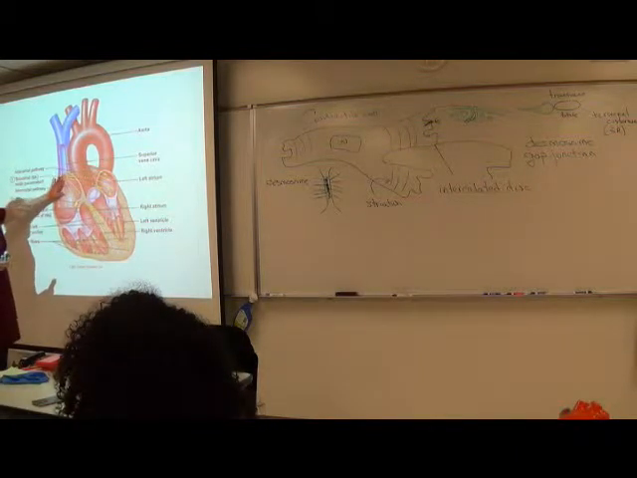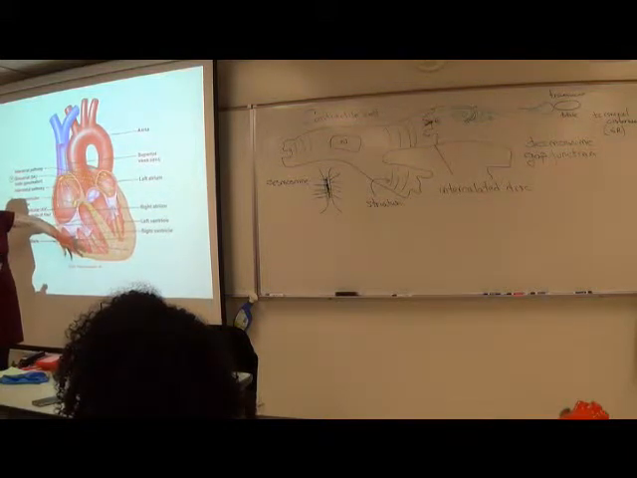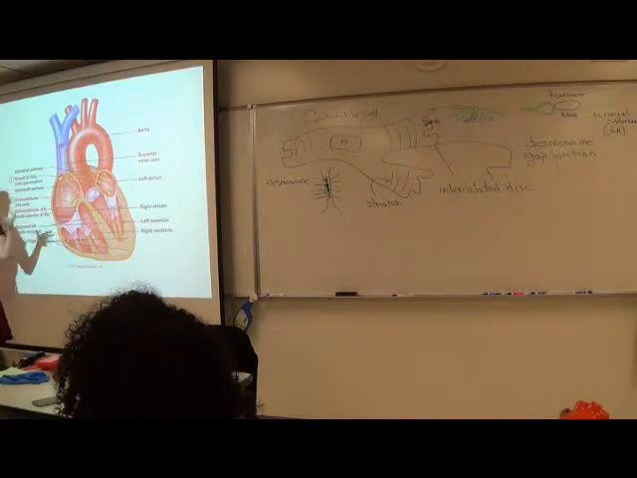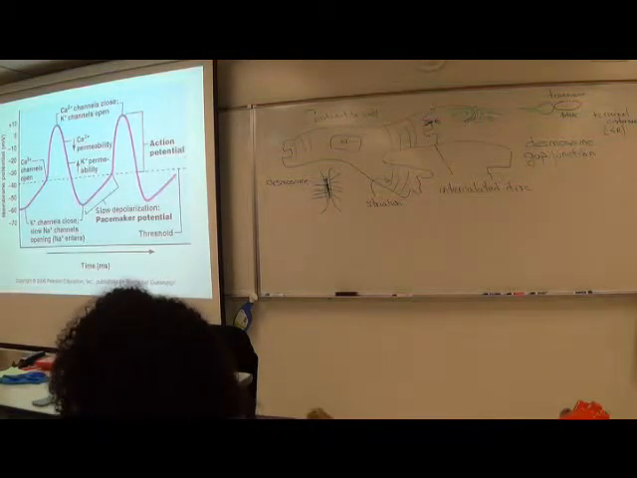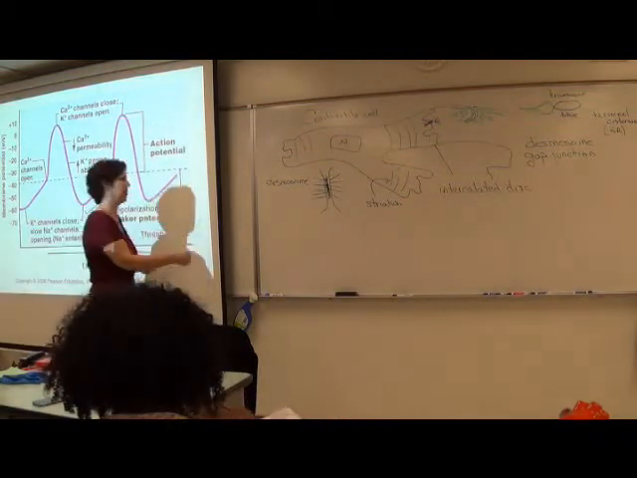But that's the role of the autonomic system. It doesn't start the heartbeat, all right? It modulates it. So first we need to establish how this occurs, and then we can look at the autonomic nervous system to see how its modulation occurs.